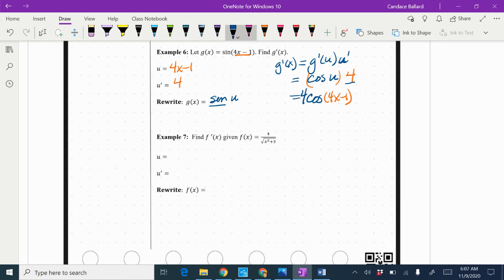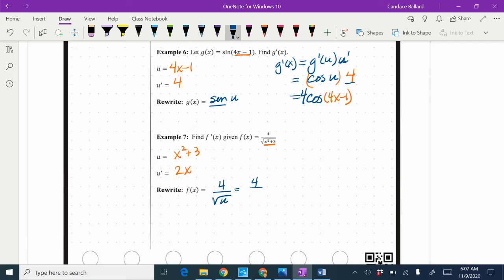All right, looking at example 7. It looks like my inner function would be whatever's inside here. So the parentheses would kind of be what's inside that radical. So I would say it's x squared plus 3, and I automatically take its derivative as 2x. I'm going to do a lot of rewriting on this one actually. So I've really got 4 over the square root. Instead of writing what's in orange, I would write u.